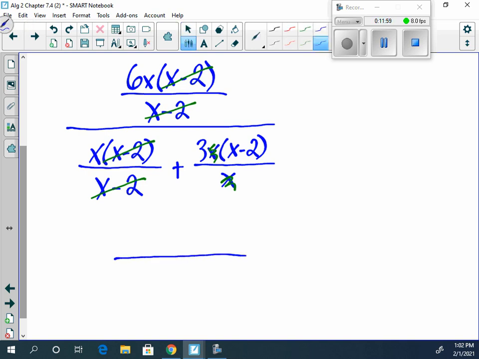So what's left in the numerator? Well, just 6x, yes? Let's see what's left in the denominator. X plus 3 times x minus 2. Did that simplify a little bit easier than the first one? I mean, we did one multiplication step, and now I don't have fractions in the numerator and denominator anymore.